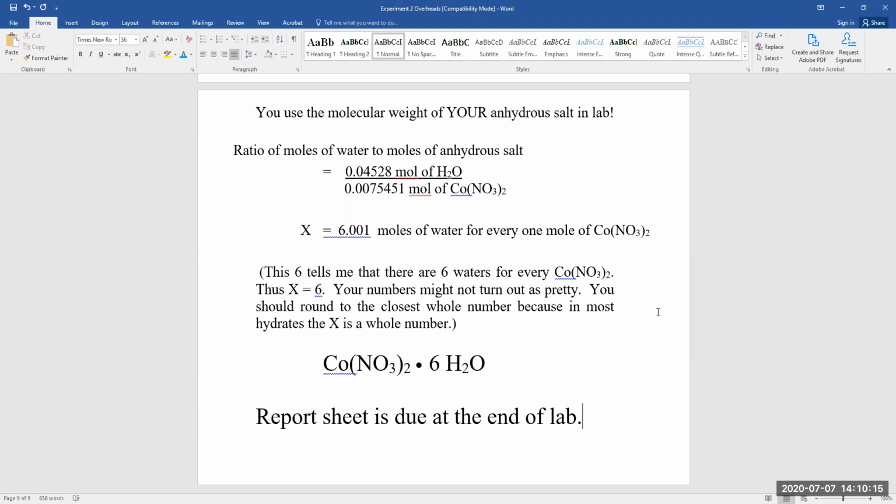Realize that typically when we do this experiment in lab, it is a full lab period because of all the weighing and all the heating and all the cooling.